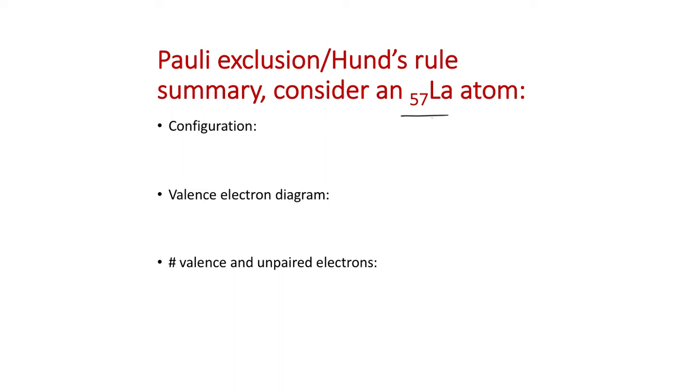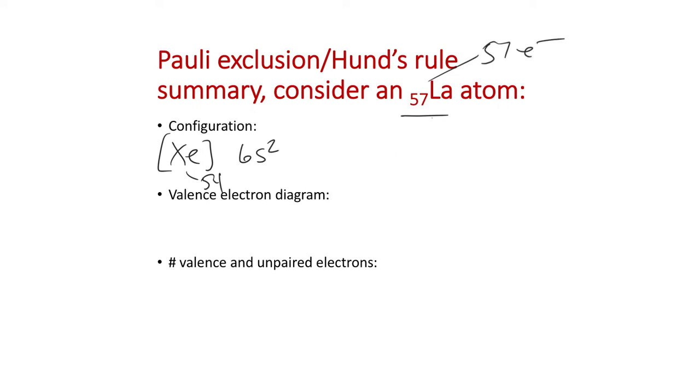So let's consider lanthanum. Lanthanum is a peculiar element for a couple of reasons, but first we look at the configuration. It's element number 57. It should be the first element to use an F subshell. So it comes after barium, and barium precedes the noble gas xenon. Xenon has 54 electrons. Lanthanum should have 57 electrons.